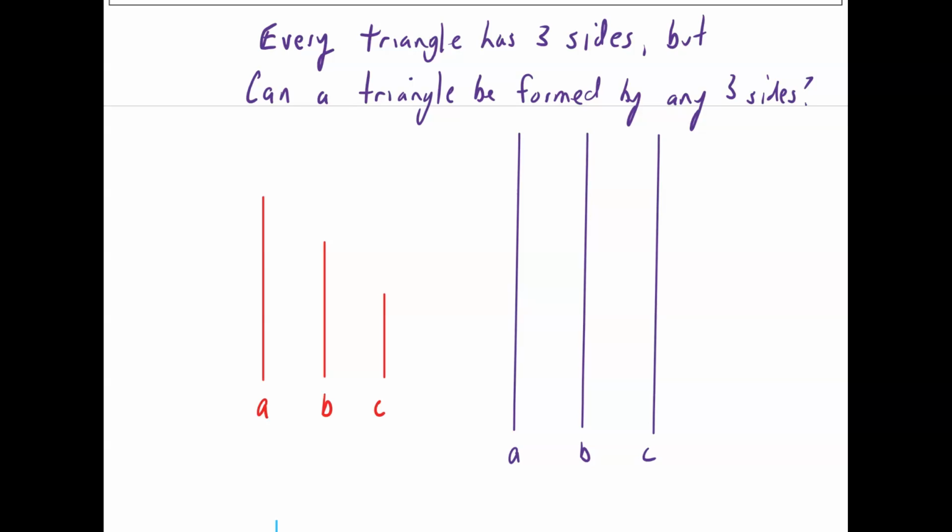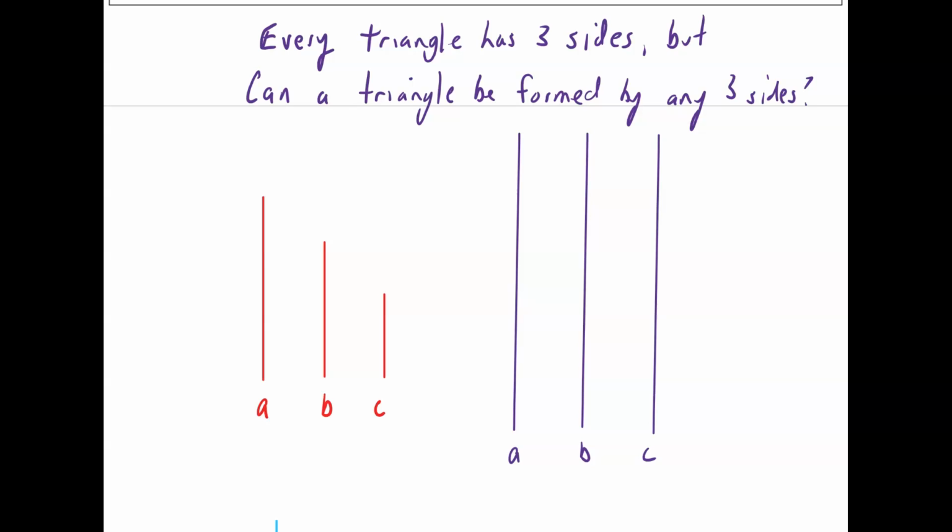So what we're going to talk about here is this question in front of you right now. Given we know that every triangle has three sides, that's what a triangle is, the question is, can a triangle be formed by any three sides, or are there rules that control that?